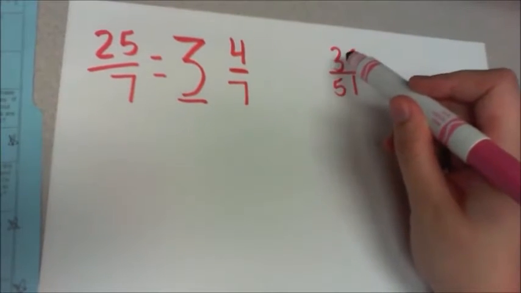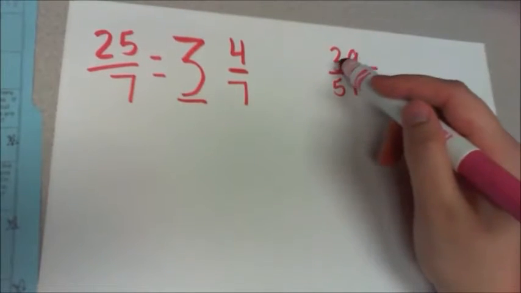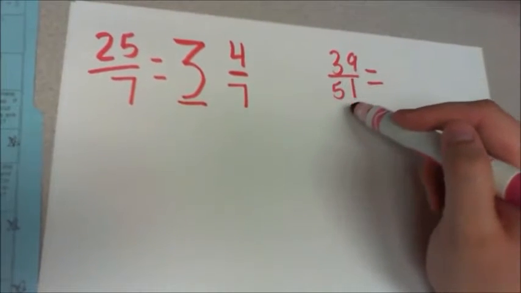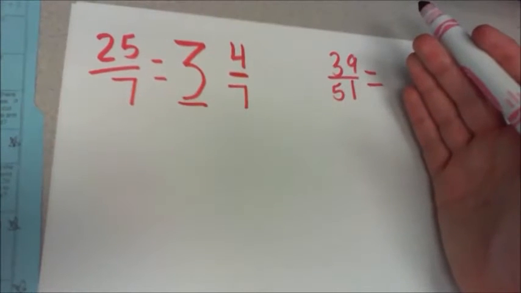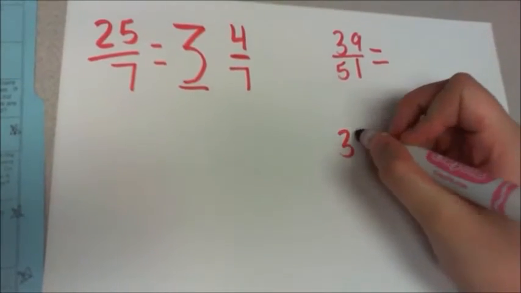If I add my digits together and they give me a multiple of 3, I know 3 is going to go into it. 3 plus 9 is 12, 5 plus 1 is 6, which means 3 is going to be able to go into both of these numbers. We just need to find out how many times.